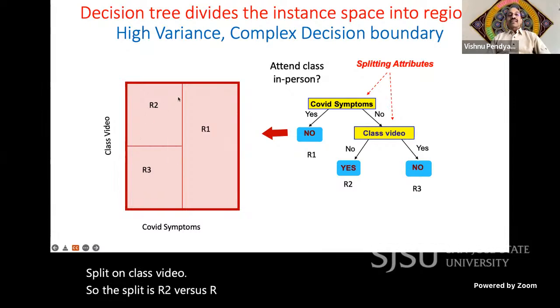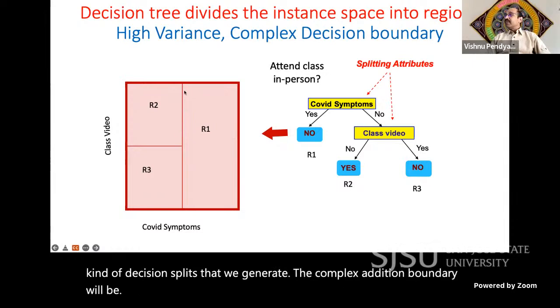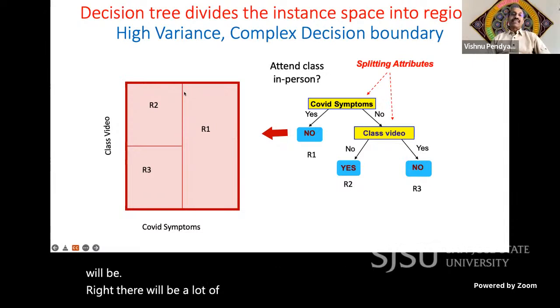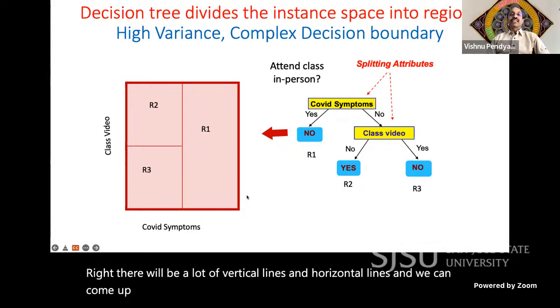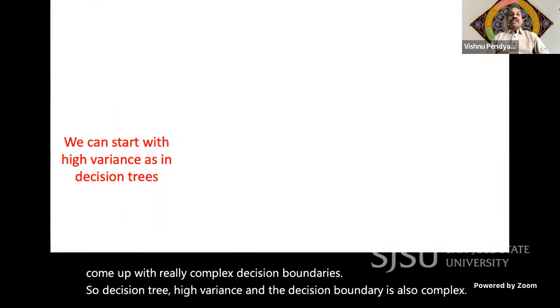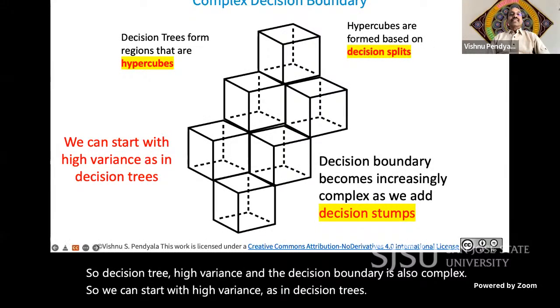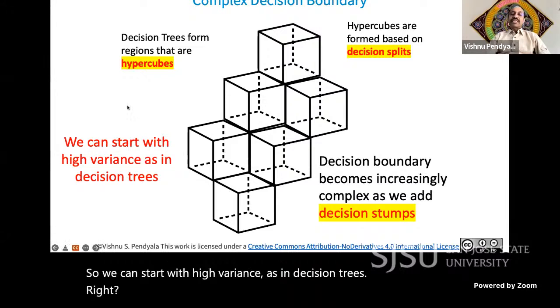So as you can see, the more of these decision splits that we generate, the more complex the decision boundary will be, right? There will be a lot of vertical lines and horizontal lines, and we can come up with really complex decision boundaries. So decision tree, high variance, and the decision boundary is also complex. So we can start with high variance, as in decision trees.